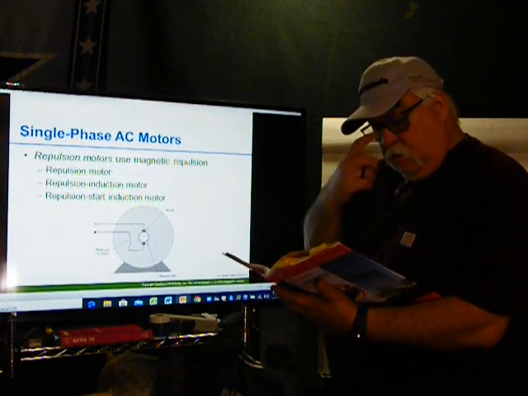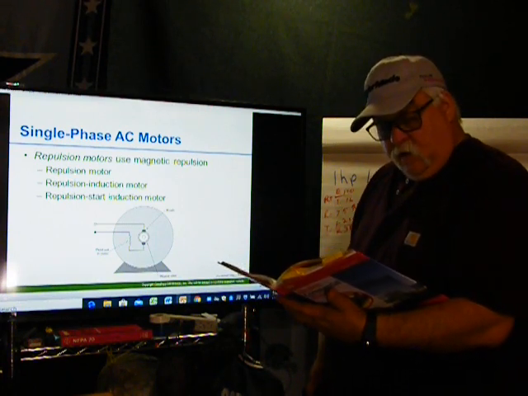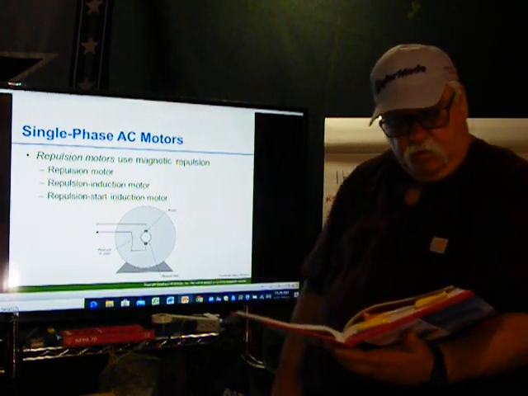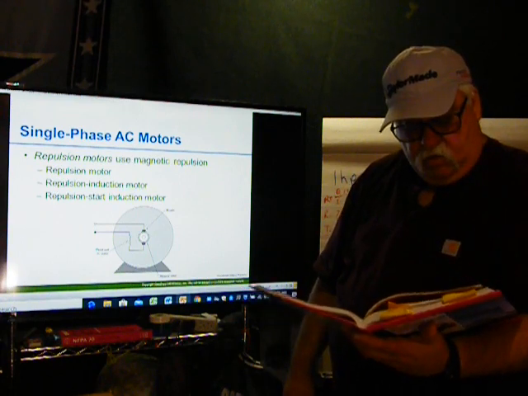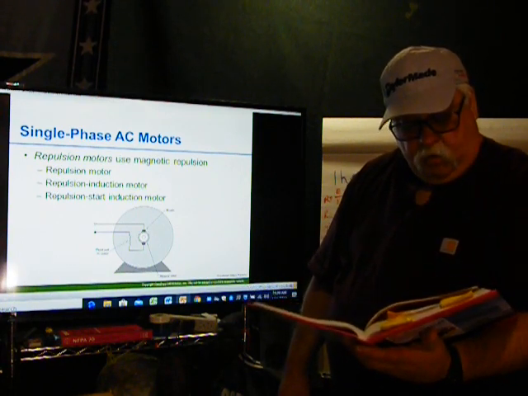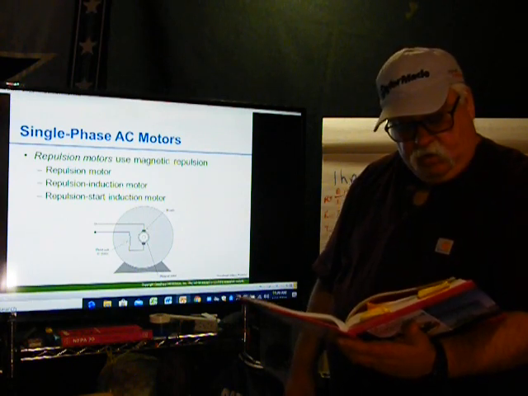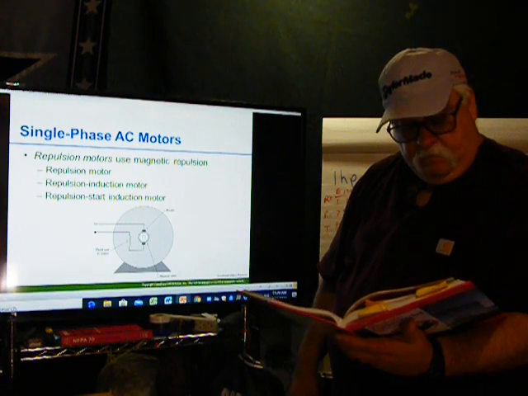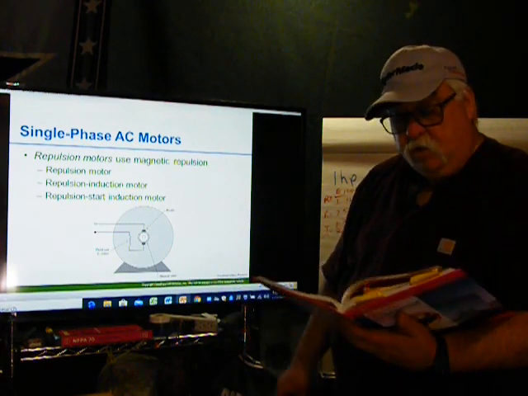So you have a repulsion motor. This motor uses repulsion to start running. Repulsion motors have a higher starting torque. Repulsion induction motor: in addition to the repulsion motor windings, the motor also has a squirrel cage winding in the rotor. And a repulsion start induction motor: this motor is similar to the repulsion induction motor but has a set speed commutator. Bars are short circuited and the motor operates on induction alone.